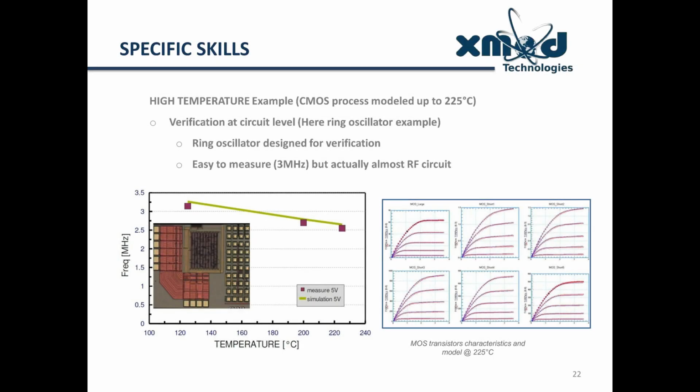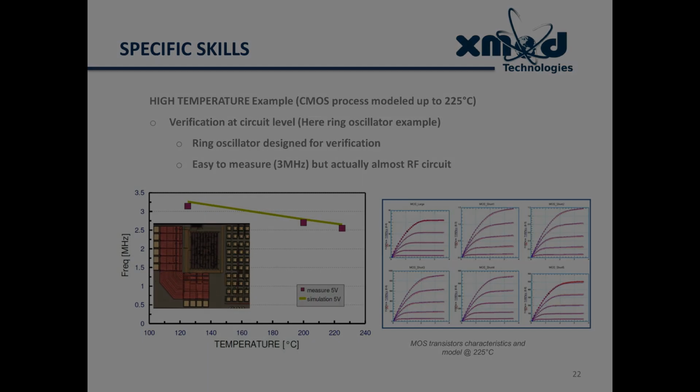Here are some examples of very specific skills we have at XMOD. For instance, here you have a high temperature example with the CMOS process model up to 225 degrees Celsius. And in the end, you have the results of the verification at circuit level, which is here a ring oscillator example, where the oscillation frequency is drawn as a function of the temperature for the measurements and the simulation with the new design models.